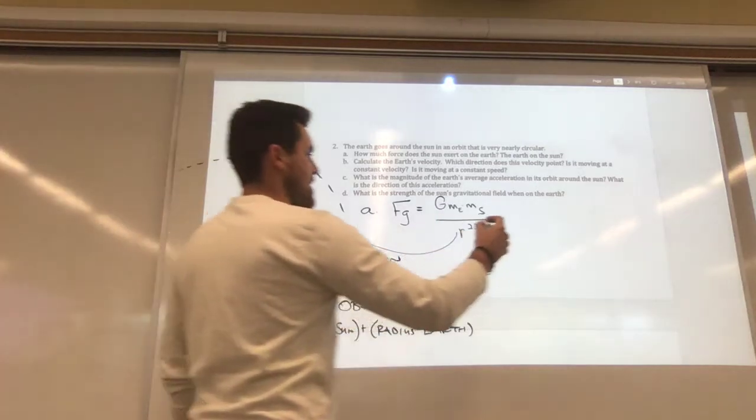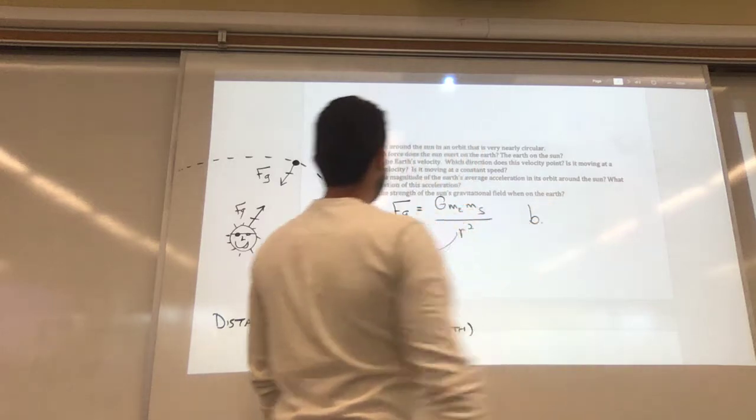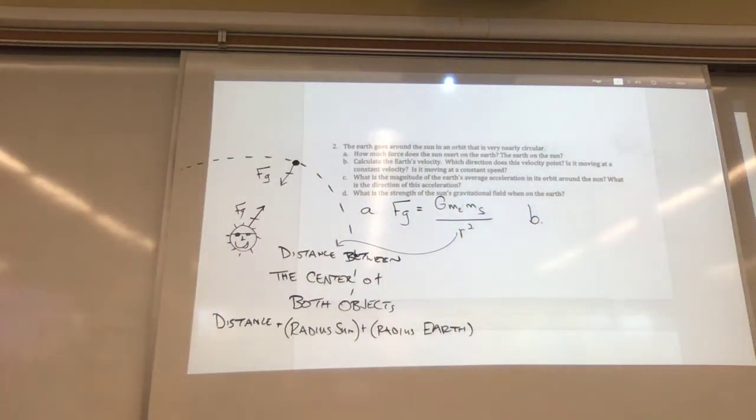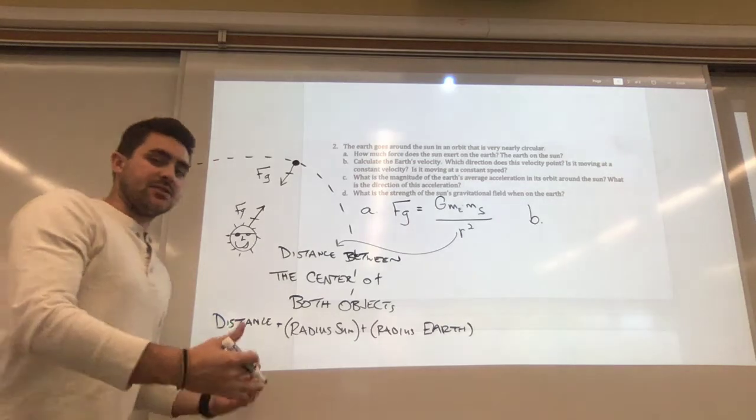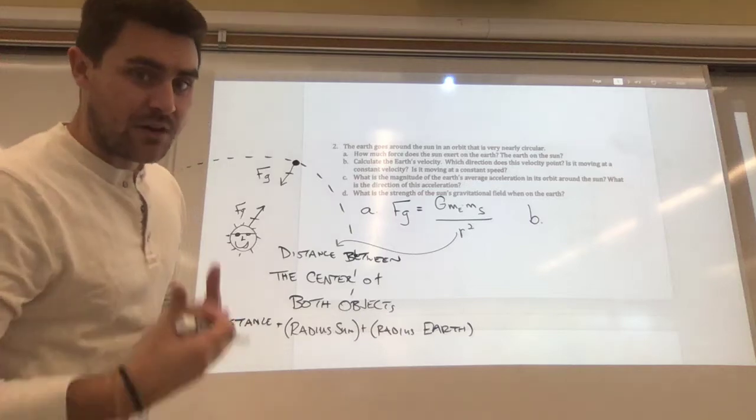Now, question B wants us to calculate the Earth's velocity. Which direction does the velocity point? Is it moving at a constant velocity? Is it moving at a constant speed? Let's break these things down first.